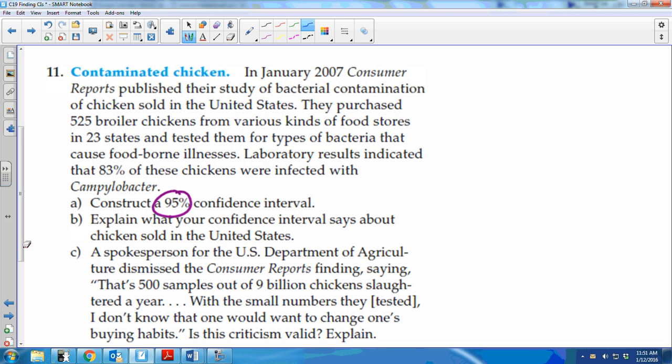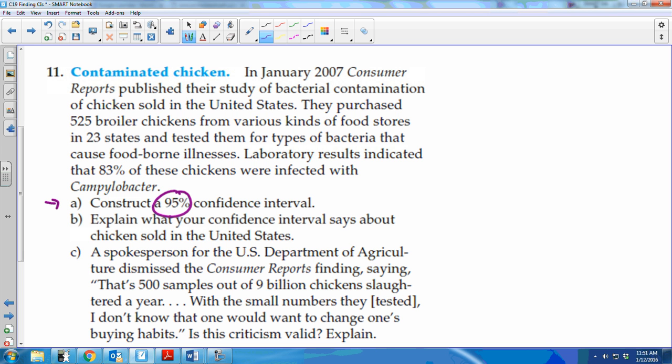Laboratory results indicated that 83% of these chickens were infected with this bacteria that starts with a C that I don't know how to pronounce. Yes, we can call it campy lobster if you want to, but that's not what it says, I don't think.